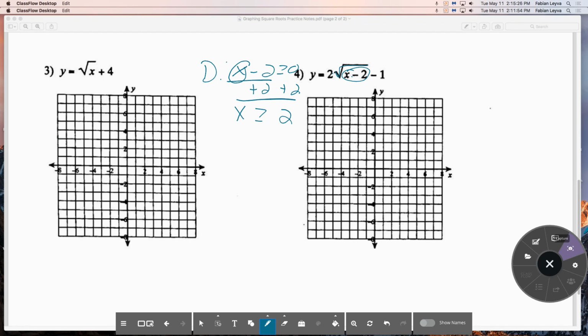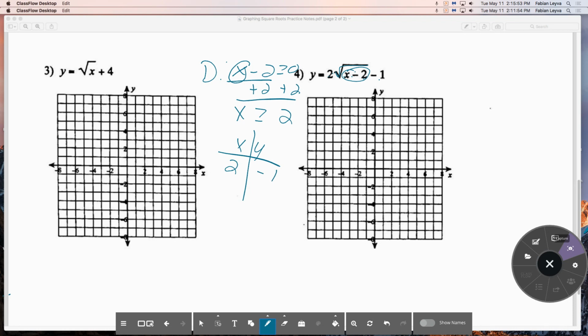You'll notice if you try to plug in a value that's not in the domain, so if you think of values that are not greater than or equal to 2, for instance, let's plug in a 0. 0 minus 2 is a negative 2. Can you take the square root of negative 2? No. So that is why that doesn't work out, right? So we know the first domain value could be 2. Let's go ahead and plug it in. 2 minus 2 is 0. Square root of 0 is 0. Times 2 is still 0. Minus 1 is a negative 1.